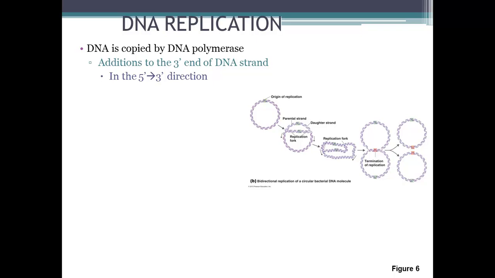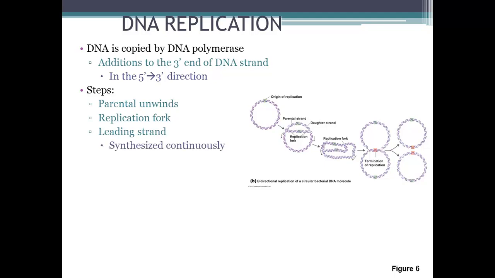So what are the steps of DNA replication? Well, 1, the parental strand is unwound by enzymes. The replication fork forms at the origin of replication. The leading strand is synthesized continuously in a 5' to 3' direction towards the replication fork. The lagging strand is synthesized in pieces, also in the 5' to 3' direction, but away from the fork.